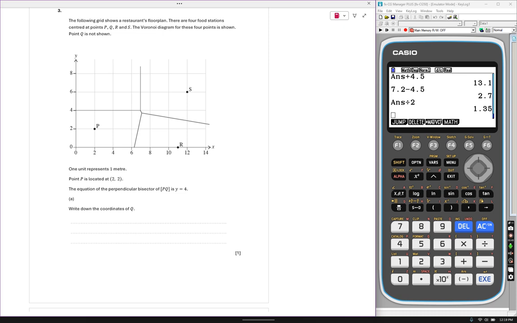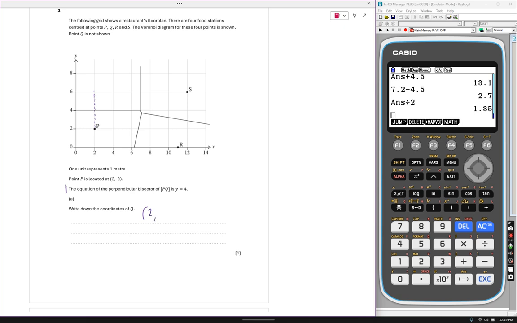Okay, first thing we need to look at is this part here. The equation of the bisector of PQ is y equals 4. That's important because it means it is a directly horizontal bisector. So on the flip side of that, it means that P and Q are going to be in the same plane vertically. So if they're in the same plane vertically, they're going to have the same x value. So the x value of Q is also going to be 2. So down here, I know it's 2.